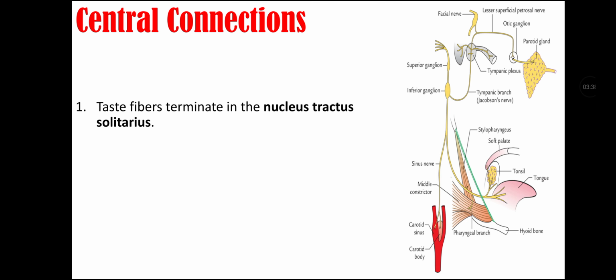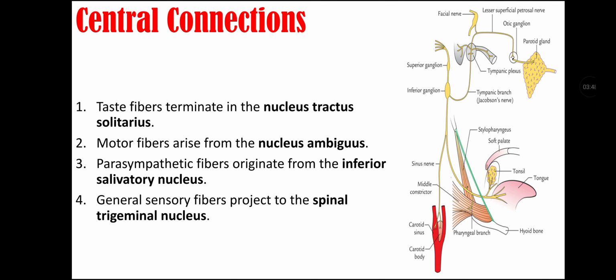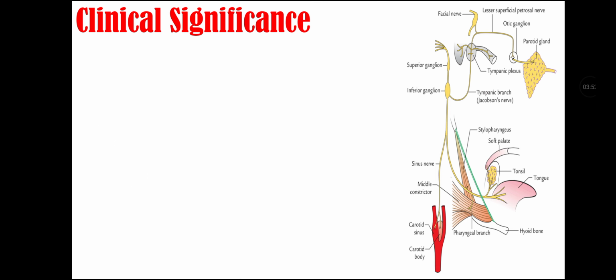Central connections of glossopharyngeal nerve. Taste fibers terminate in the nucleus tractus solitarius. Motor fibers arise from nucleus ambiguus. Parasympathetic fibers originate from the inferior salivatory nucleus, and general sensory fibers project to the spinal trigeminal nucleus.